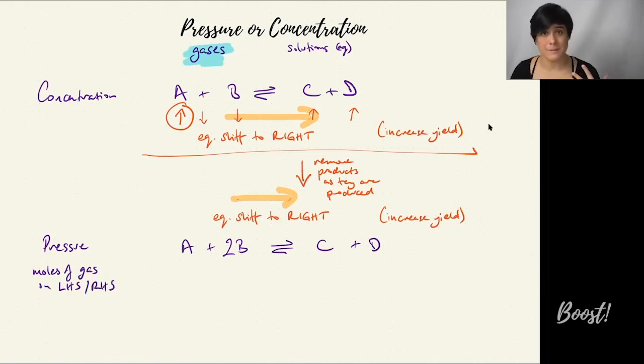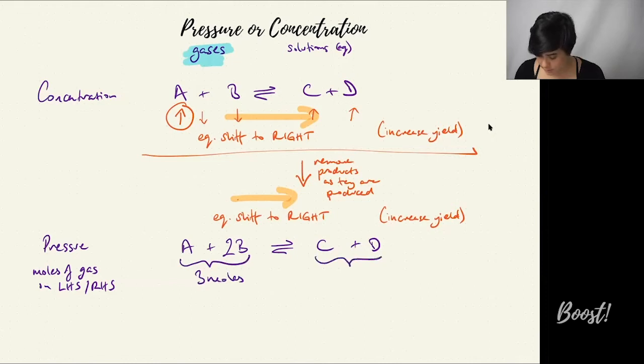Okay, so in this particular example, a generic example, on the left-hand side, we have 3 moles of gas. And on the right-hand side, we have 2 moles of gas. So if we increase the pressure in the vessel, we're going to want to shift the equilibrium in the direction that's going to decrease that pressure again. And so the equilibrium shifts in the direction of the fewer moles.